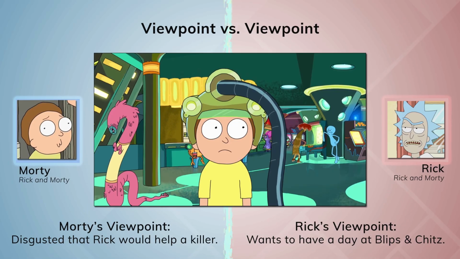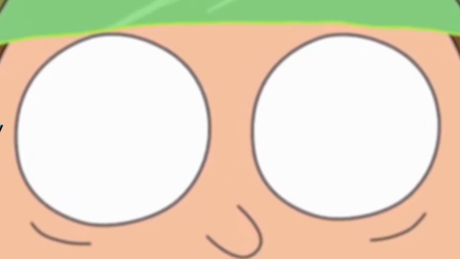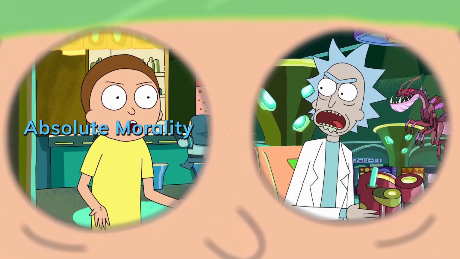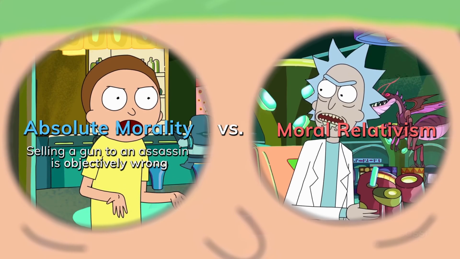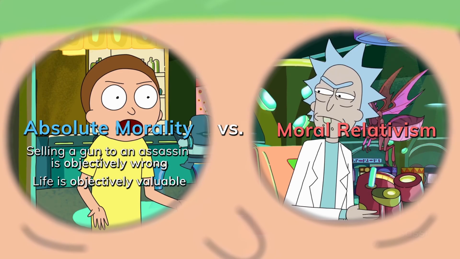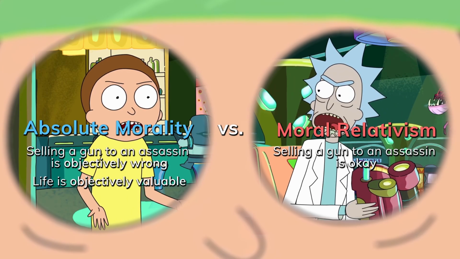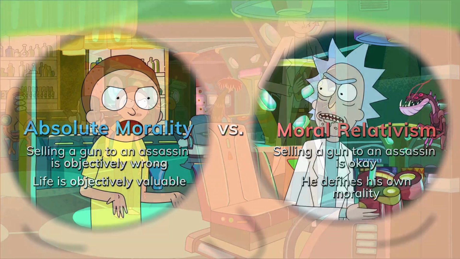Now we can define the philosophical conflict of the episode. The philosophical conflict comes down into two viewpoints: absolute morality versus moral relativism. Morty believes that Rick selling a gun to an assassin is objectively wrong, and Morty believes that life is objectively valuable. Rick believes that it doesn't matter. He believes he can do what he wants and that he defines his own morality.